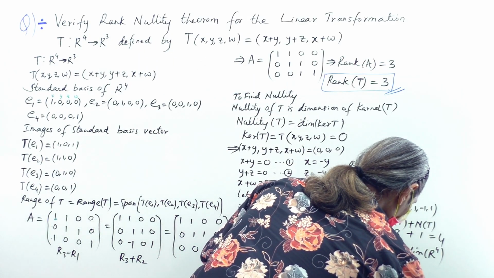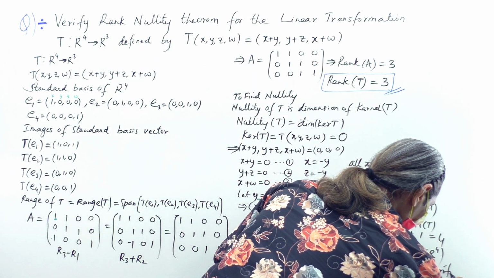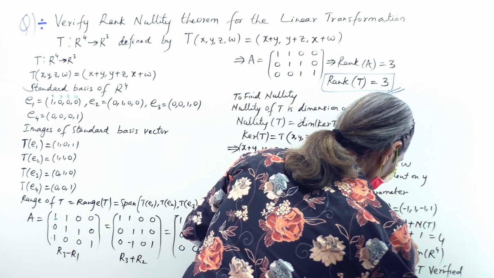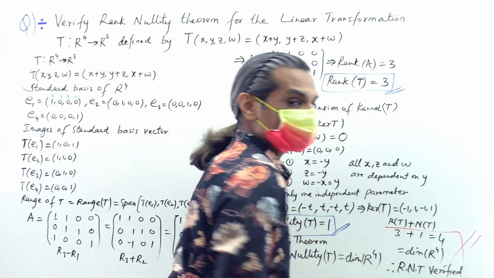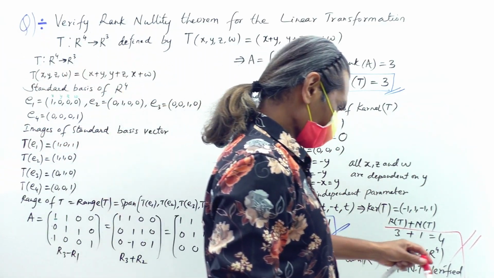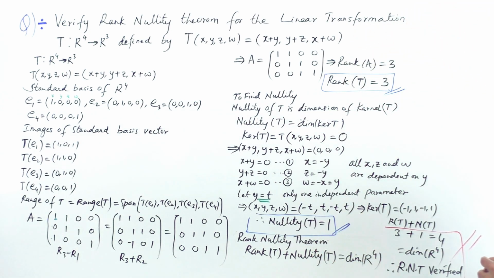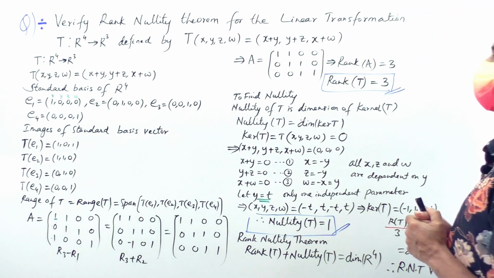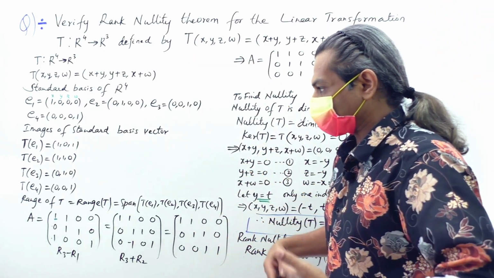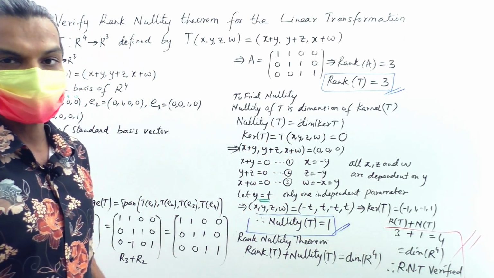Therefore, you can clearly write that the Rank-Nullity Theorem is verified. Beautiful solution. So 3 plus 1 is equal to 4. So that's the solution here. I hope you clearly understood how to solve the problem using the Rank-Nullity Theorem. It was lengthy, but when you keep on practicing more and more, you will get a clear understanding of how to solve such problems.